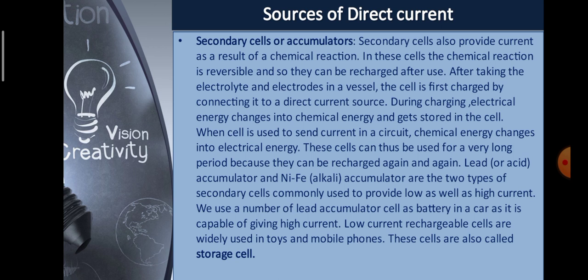Lead accumulator and nickel iron accumulator are two types of secondary cells commonly used to provide low as well as high current. We use a number of lead accumulator cells as a battery in a car as it is capable of giving high current. Low current rechargeable cells are widely used in toys and mobile phones. These cells are also called storage cells.